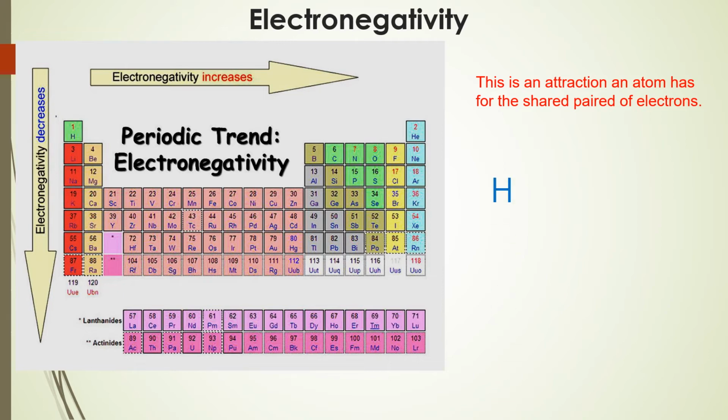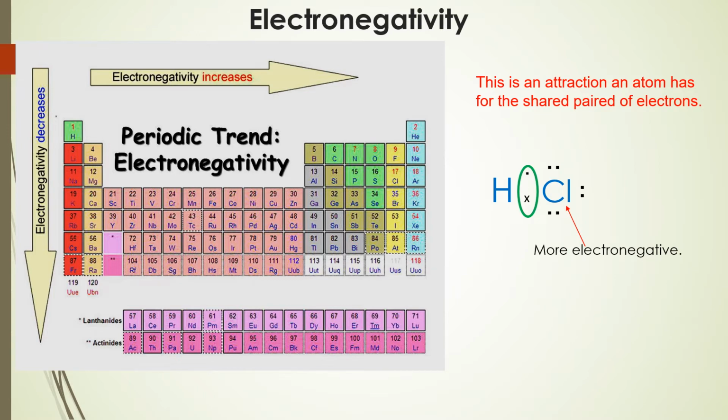So when we look at hydrogen and chlorine as an example, between hydrogen and chlorine there is one pair of electrons being shared. Hydrogen will share one electron and chlorine will also share one electron. And then there are lone pairs of electrons around the chlorine atom. The electrons found between H and Cl are known as a shared pair of electrons. Now chlorine is more electronegative than hydrogen.